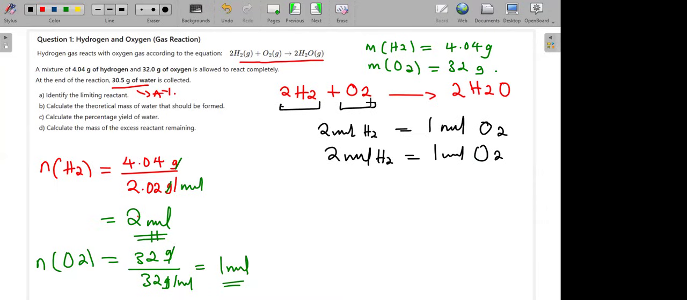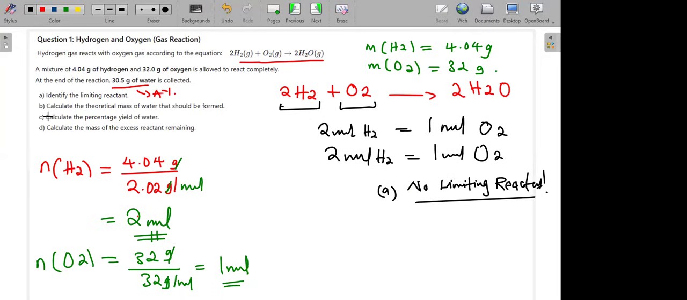So here we are going to say there's no limiting reactant because we have found the exact same thing. We found the exact same thing. So there we're going to say no limiting reactant. We can actually use any of the two. So there's no limiting reactant to answer part A.